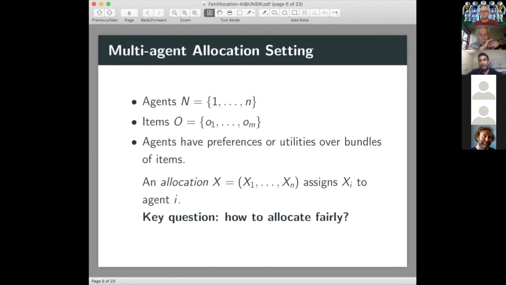So, in this particular presentation, I'll be focusing on one subclass of fairness problems, which I refer to as multi-agent allocation problems. One abstract definition one can come up with for multi-agent allocation problems is that you have a set of agents, you have a set of items, which might be divisible or indivisible, and agents have preferences or utilities over these items. The key question that is often asked in this field is how to allocate fairly. This is where fuzzy concepts such as fairness need concrete versions of this concept.